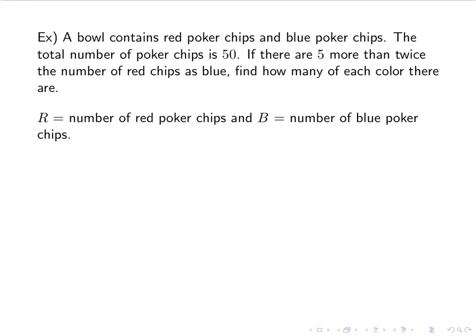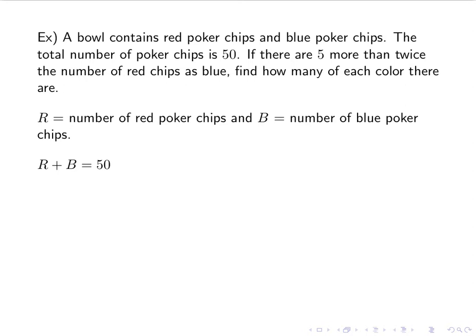So again, the first thing I'm going to do is choose my variables. I'm going to let R be the number of red poker chips and B be the number of blue poker chips. I know that the total number of poker chips is 50, so R plus B has to be 50. Now the next sentence says, if there are 5 more than twice the number of red chips as blue, and so on.